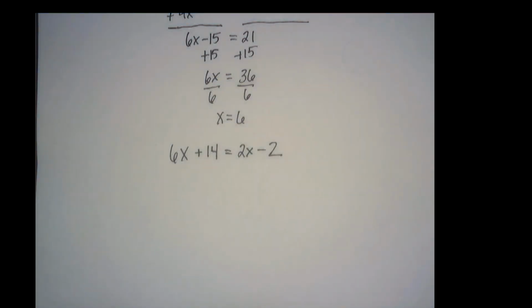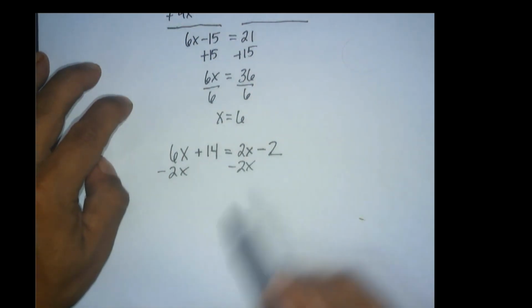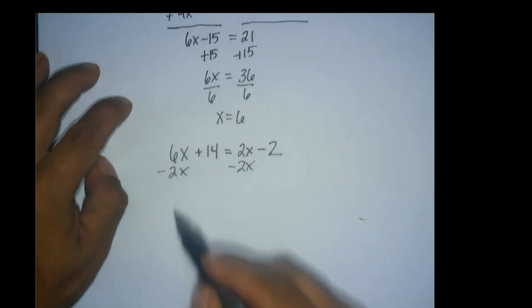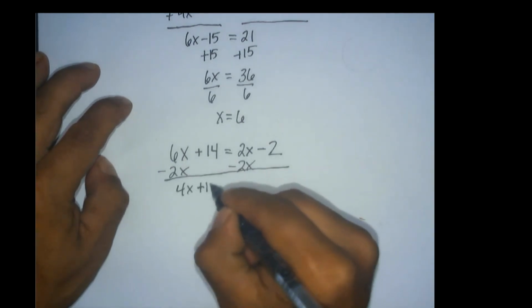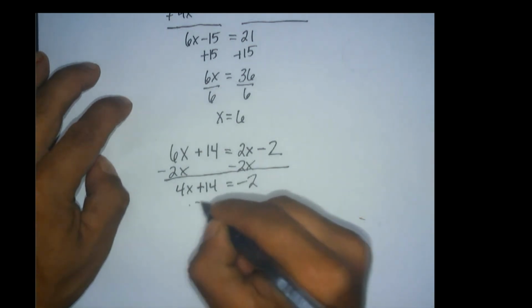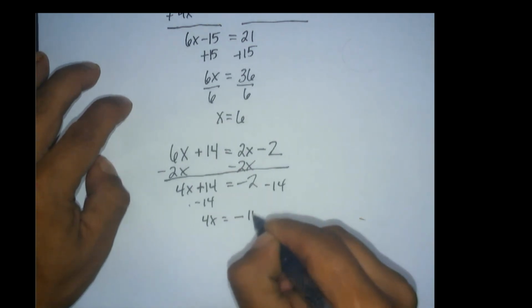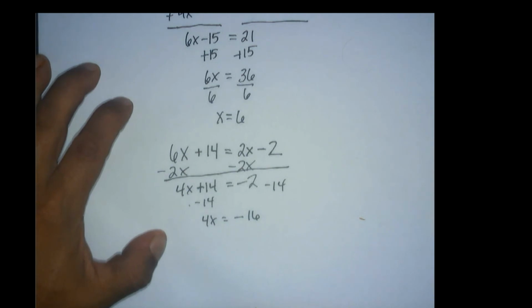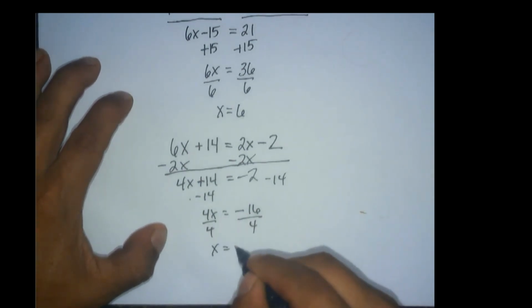Alright, so I am going to subtract 2x from each side, because 2 is the smallest coefficient. That gives me 4x plus 14 equals negative 2. Then I'm going to subtract 14 from each side, which gives me 4x equals negative 16. Then I'm going to divide by 4, which gives me x equals negative 4.